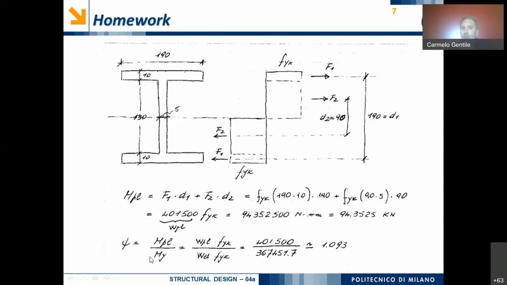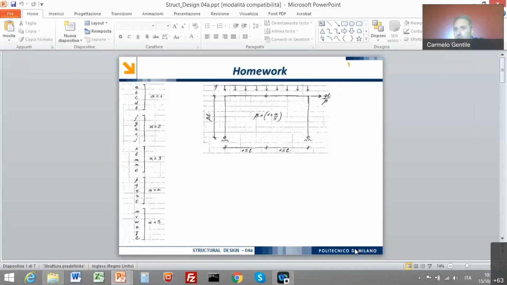And by making the ratio between MPL and My, I can easily evaluate either the value of the plastic ratio psi, that in this case is around 1.09. And in addition, it is also easy to evaluate the value of the WPL. Okay, so the solution also of this exercise is quite easy. Okay, any questions about this before coming back to steel structures?